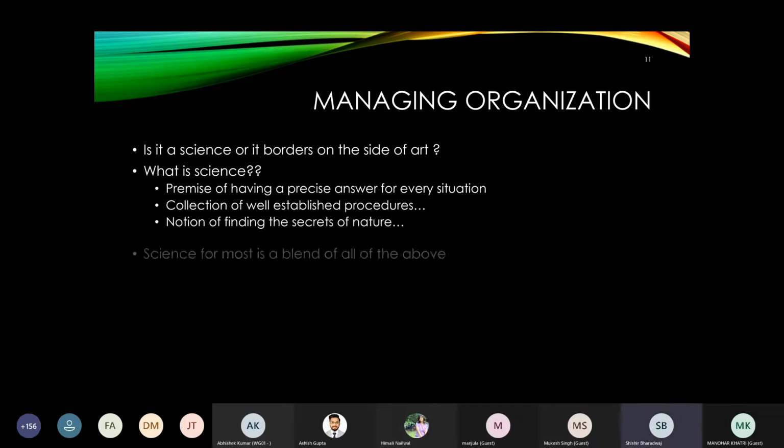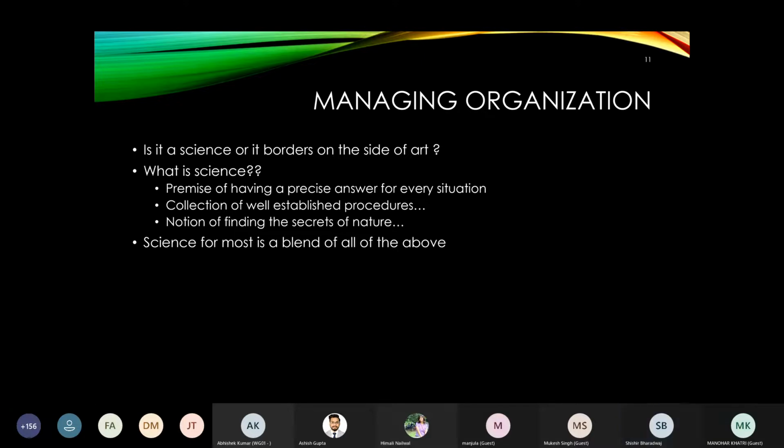Argument: is managing an organization an art or a science? If you are a person who thinks it is art, you will end up developing all sorts of complicated, complex, articulative solutions which cannot be measured. And if you are a person who thinks that management is a science, that means you're looking towards very simple solutions.